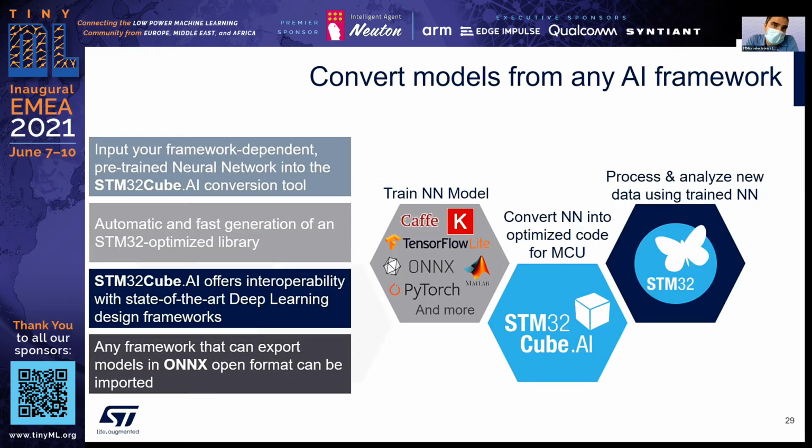Basically, you can start to develop your trained neural network model using a standard framework like TensorFlow Lite or PyTorch. And then you can use the STM32 CubeAI library to convert and optimize this neural network for the MCU. Then it's possible to validate the final neural network that runs on the STM32 or on the target directly or on the PC.